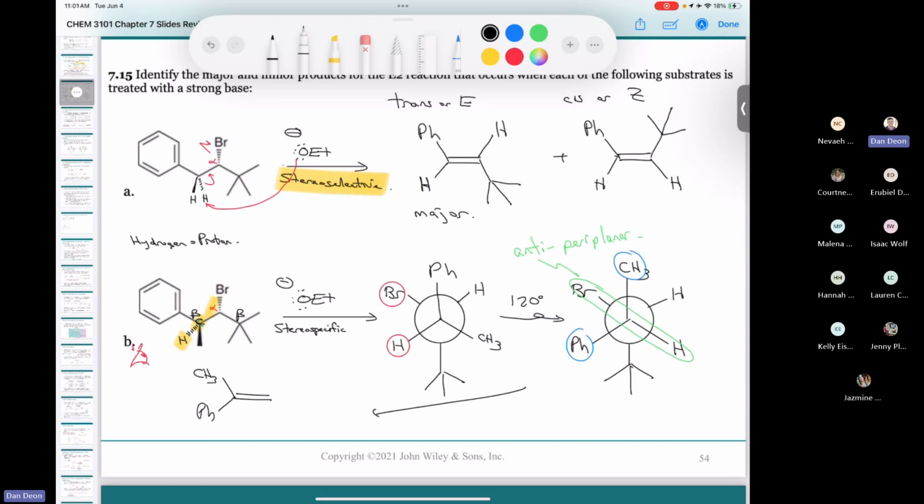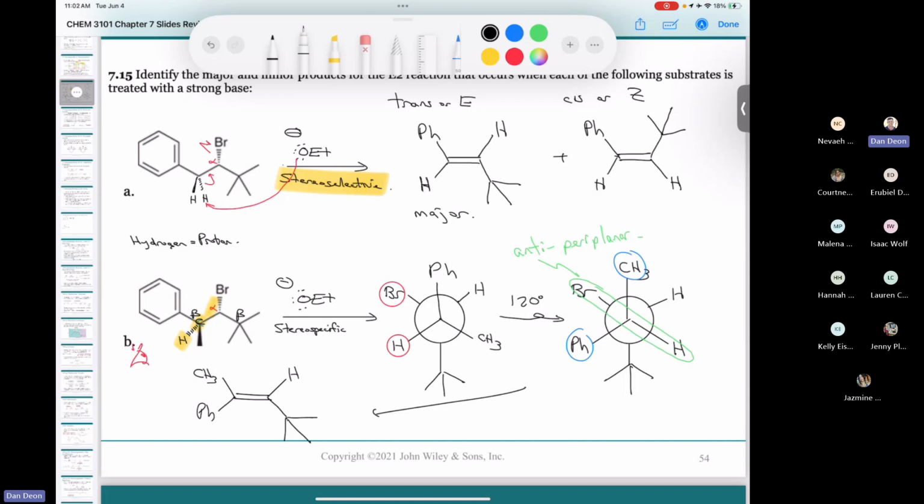But what's on the same side as the phenyl? Well, you can see it's the tert-butyl group, right? So the tert-butyl group is on the exact same side as the phenyl. And then you see that the hydrogen is on the same side as the methyl, like that. So that's going to be the major product. It's going to be the only product of the reaction.